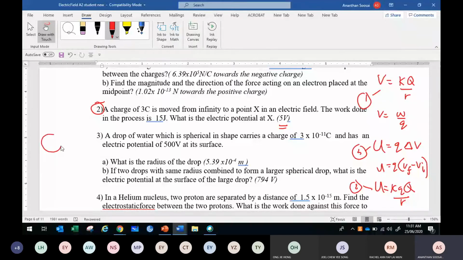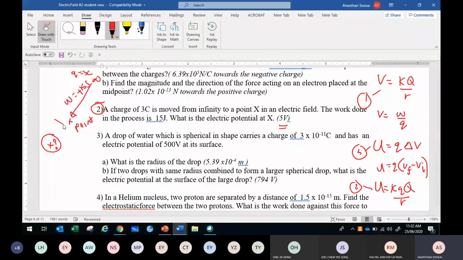So there's the electric field from the center charge. We don't know the center charge. A test charge we know. A test charge of 3 coulomb was moved from infinity to one particular point. We label the point. To move from here to here, the work done is positive 15 joule.